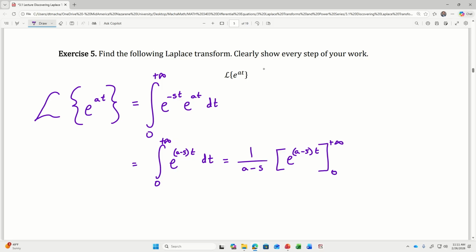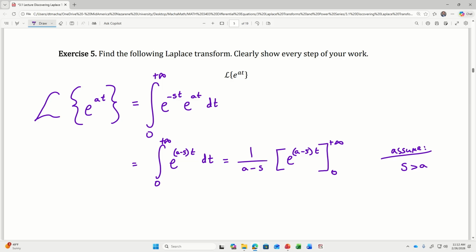And for this problem, we're going to assume that s is greater than a. We have to make this assumption so that way a minus s will be a negative number. And that way when we take the limit as t approaches infinity, this doesn't diverge to infinity, right? If we don't make this assumption, then this expression would diverge to infinity in this limit, and we don't have a Laplace transform. So we have to make this assumption for the proof, but like I said, after the proof, this isn't going to matter anymore. So just roll with it.